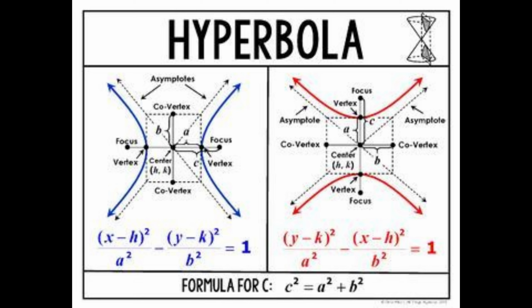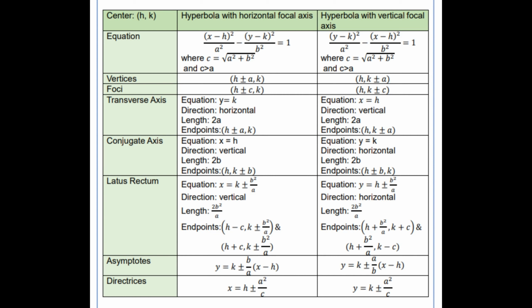Next is a. The value of a is the distance between the center and the vertex of our hyperbola. Then c, the value of c is the distance from the center to the focus. And for b, the value of b is used to locate the endpoints of our conjugate axis. Also, our hyperbola has two asymptotes. The hyperbola does not touch these asymptotes. So, this is the summary of the characteristics of our hyperbola.